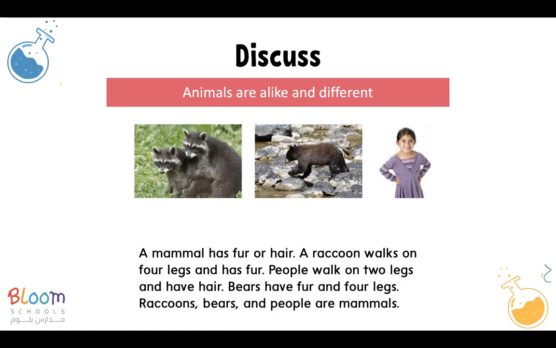A mammal has fur or hair. A raccoon walks on 4 legs and has fur. People also walk on 2 legs and have hair. Bears have fur and 4 legs. So raccoons, bears, and humans are mammals. So we all walk on our legs and we all have fur or hair, and we all give birth to our young and feed them milk.